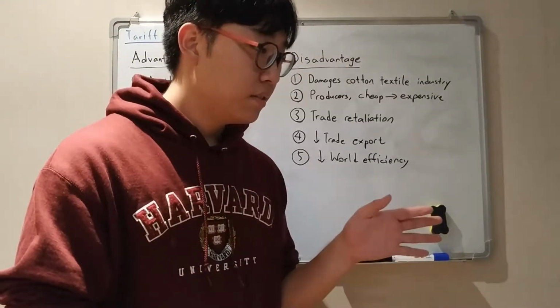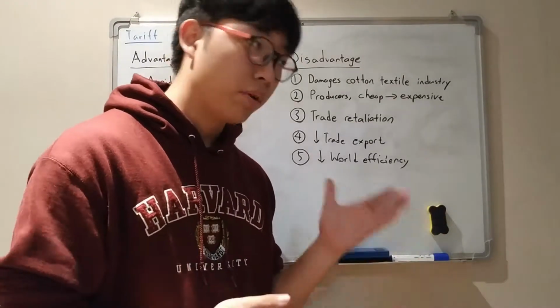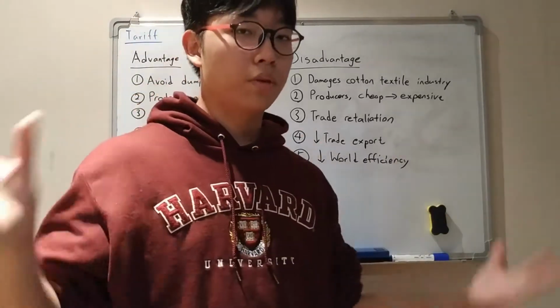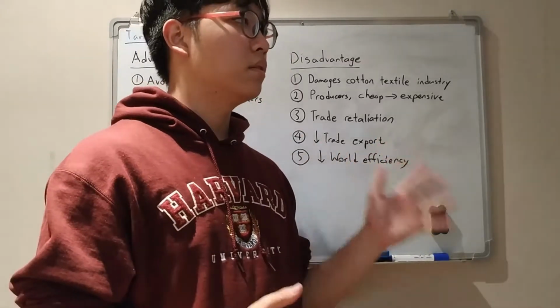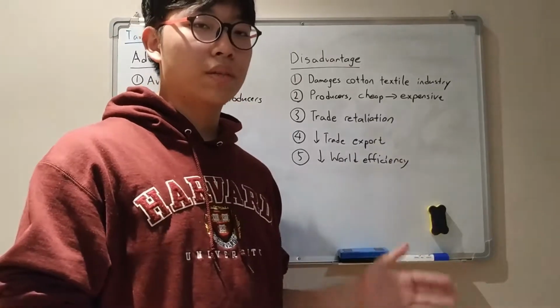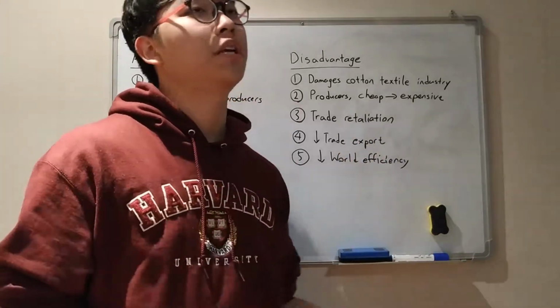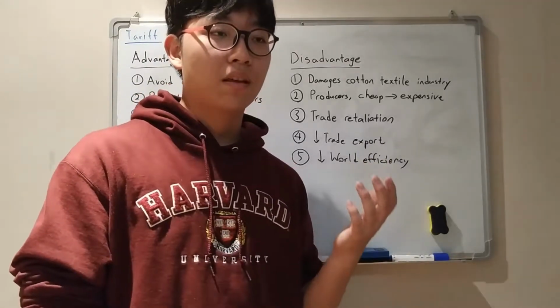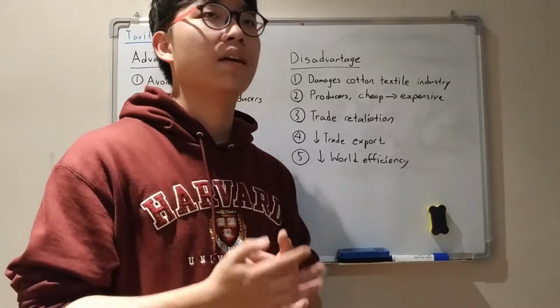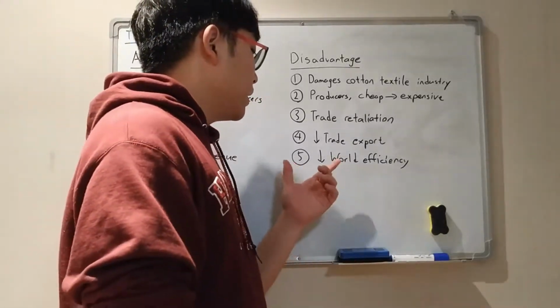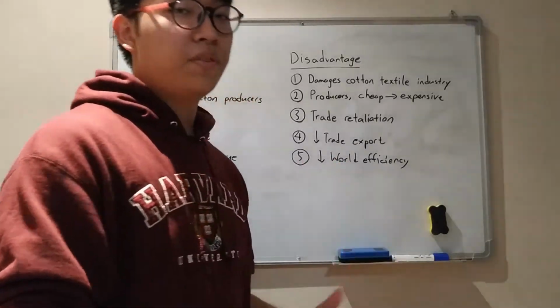And that is highly unfavorable, quite obviously, because as you can see, the total trade export in the entire globe, at least for the US and Pakistan, drops. And that is very unfavorable because the real GDP would drop, as you guys know, because aggregate demand constitutes net export. Lastly, the tariff would decrease world efficiency.